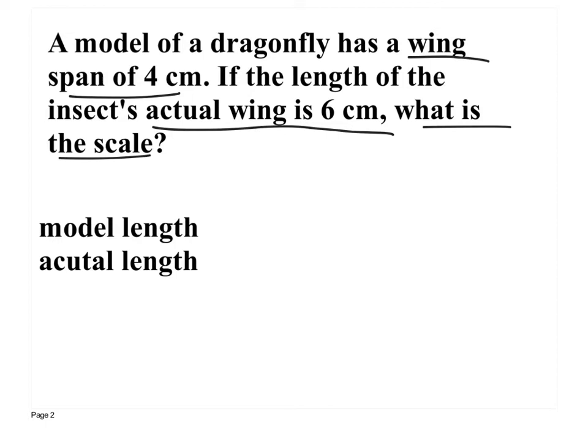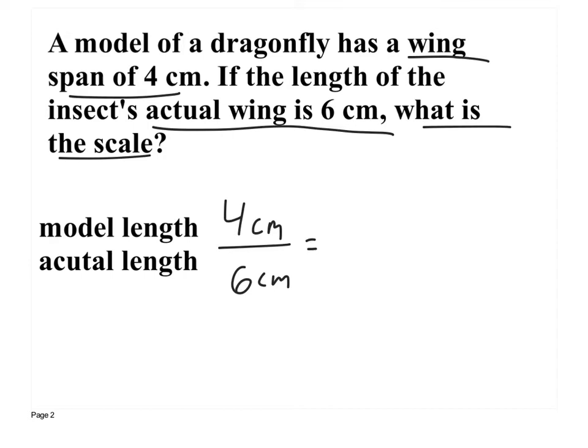And here, I wrote model length over actual length. There's a reason I want it done this way. Scales are always model to actual, and it just helps you keep units together and keep things organized. So you always do model over actual. So I'm going to write what the model is. What's the wingspan of the model? 4 centimeters, and the actual length is 6 centimeters.